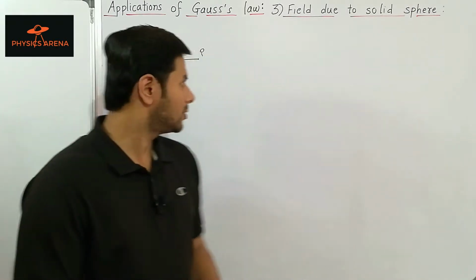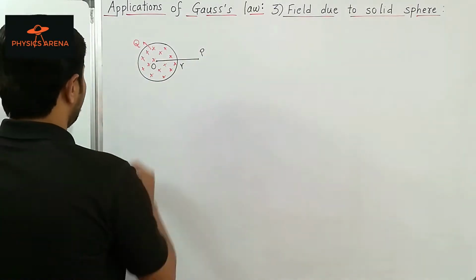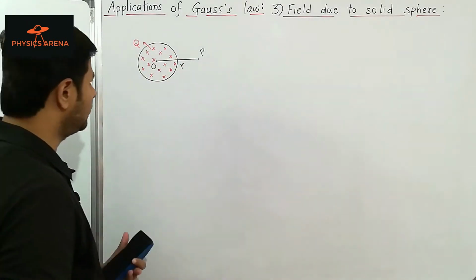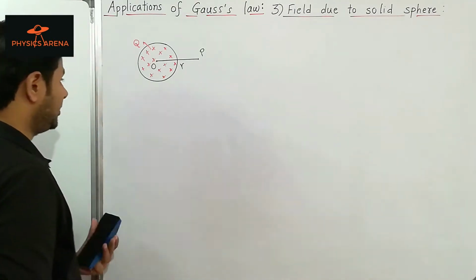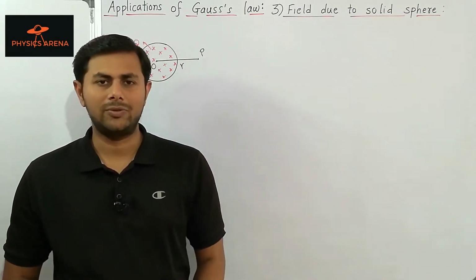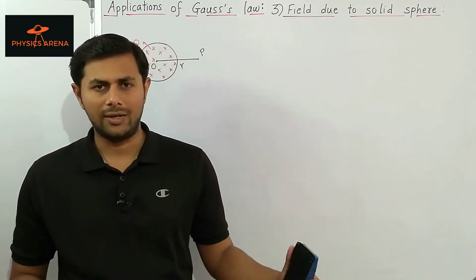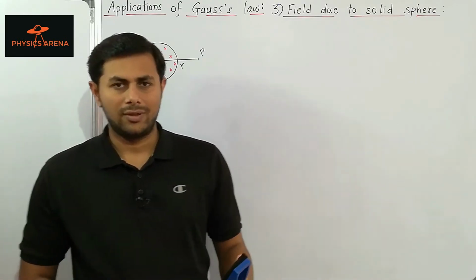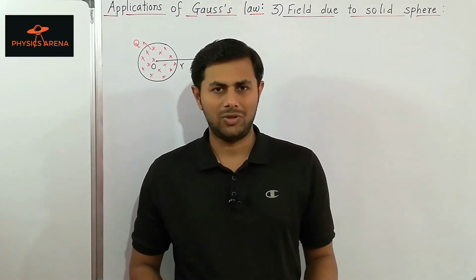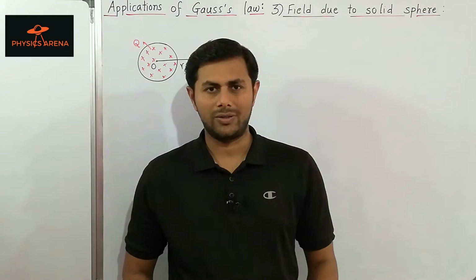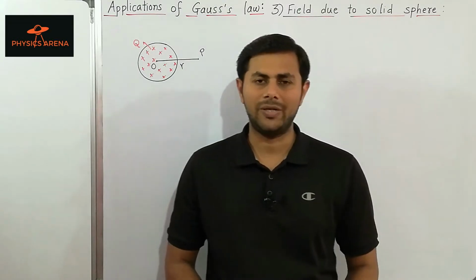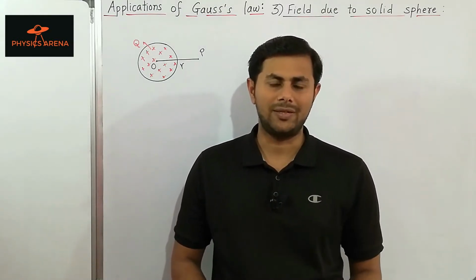So suppose this is our solid sphere and this positive charge Q is uniformly distributed all over the volume of the sphere. That is, this charge is there inside the body of the sphere and we wish to find out its electric field at distance r away from the center. Now we are going to use the Gauss law for it, and we know that in order to apply the Gauss law we need to draw a closed surface called Gaussian surface, and Gaussian surface is determined by the symmetry of the problem.